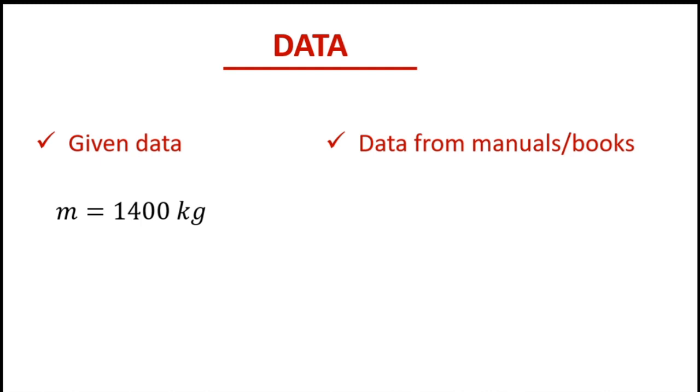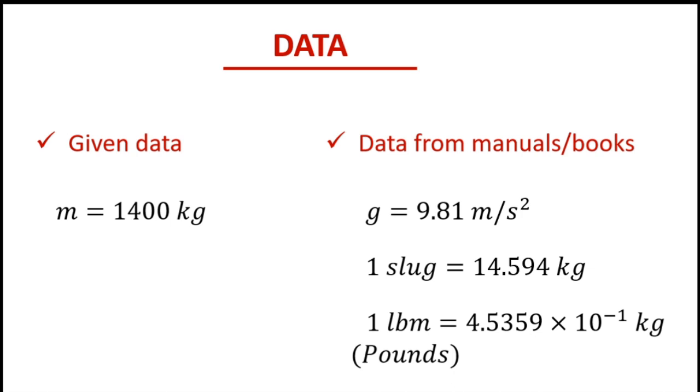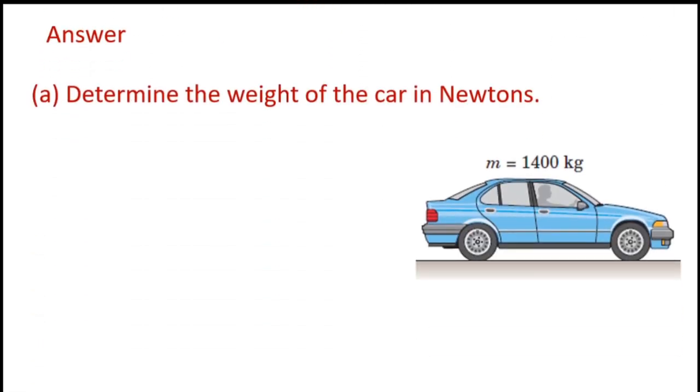We have three data from manuals. G equals 9.81 meters over s squared. 1 slug is equal to 14.594 kilograms. 1 pound is equal to 4.5359 times 10 to the power minus 1 kilogram. These are the data that we will require to solve this problem. We will solve this problem part by part.